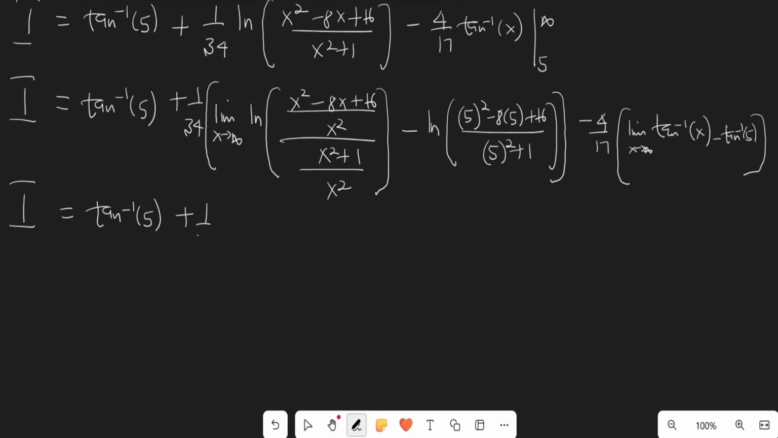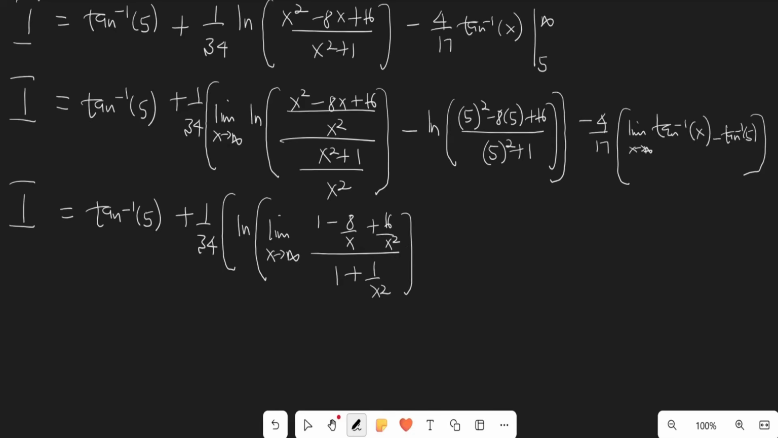Plus 1 over 34, right? And now this is going to be the ln of the limit, because the ln, natural logarithm, is a continuous function. I can bring in the limit as x approaches infinity of, now dividing, 1 minus 8 over x plus 16 over x squared, and the denominator is going to be 1 plus 1 over x squared, like this, right?